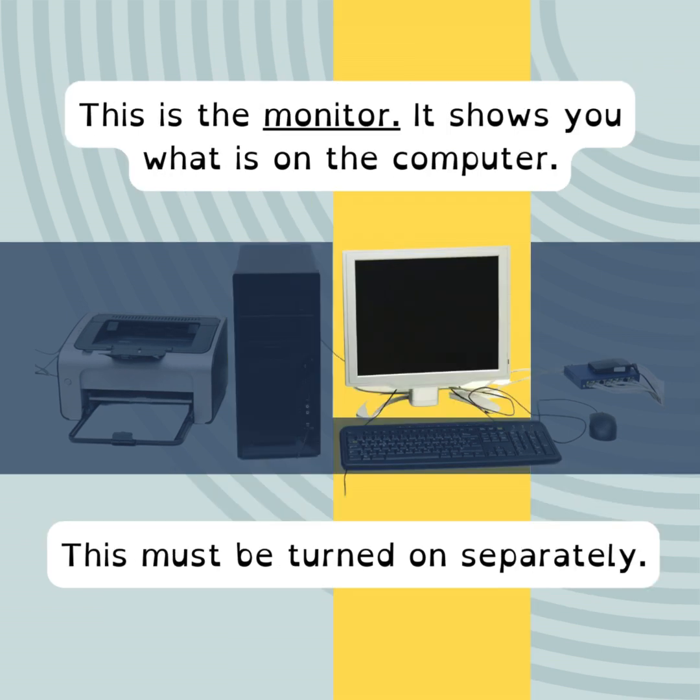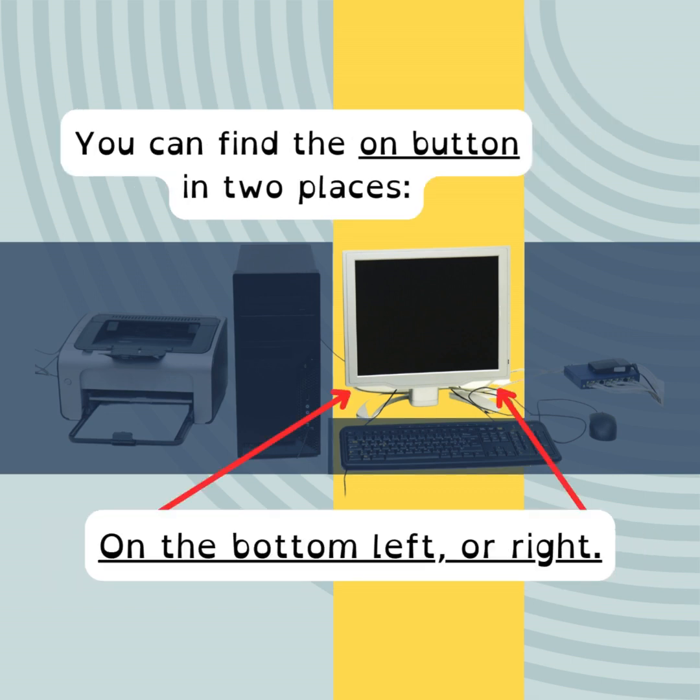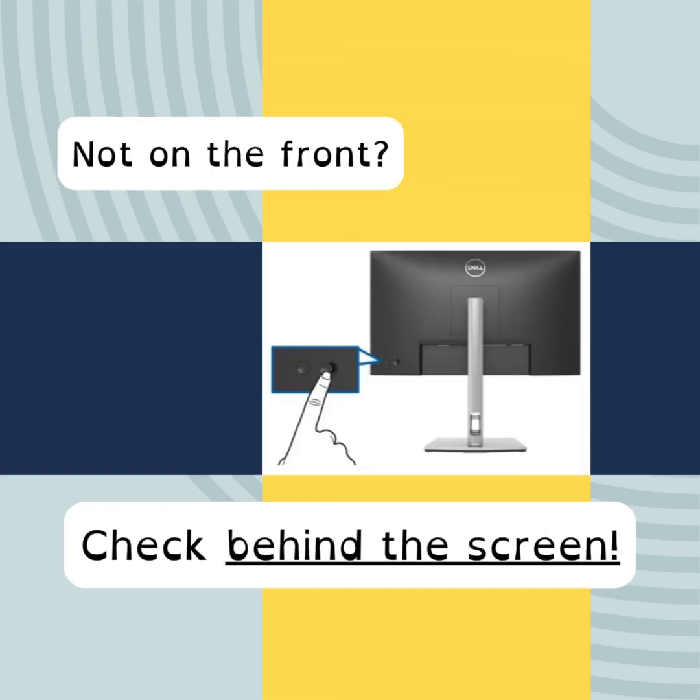This is the monitor. It shows what is on the computer. This must be turned on separately. You can find the button in one of two places: on the bottom left or the bottom right. Not in the front? Check behind the screen.